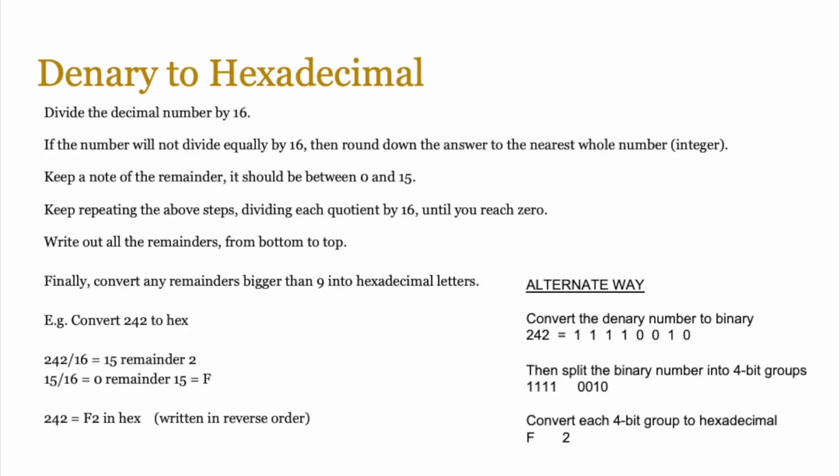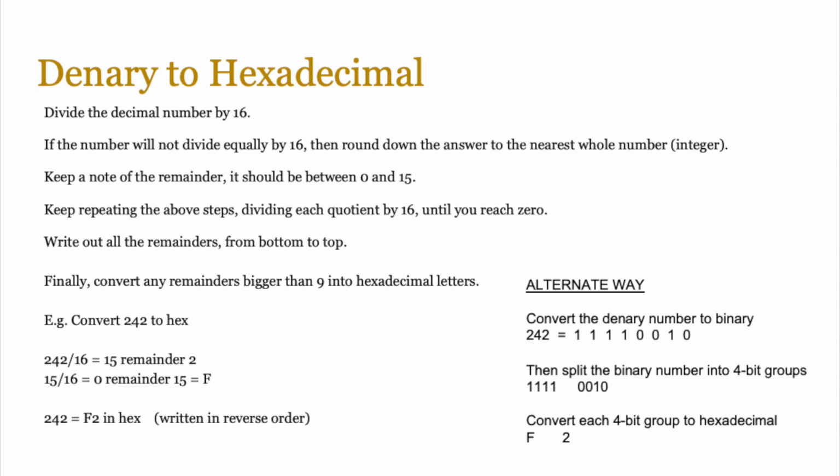Now, if you want to convert denary to hexadecimal, there are 2 ways you could do that. First is to divide the decimal number by 16, and we use the division method just like we did for binary. We keep a note of the remainder, and it's generally between 0 and 15. We keep repeating the steps until we reach 0. So for example, 242 divided by 16 gives us 15 remainder 2. We write 2 on the side. Then we take 15 and divide it by 16, which is 0, and the remainder is 15 because 16 doesn't go into 15 at all. So it's 0 remainder 15, and 15 is F. We then write it down from bottom up, F2.